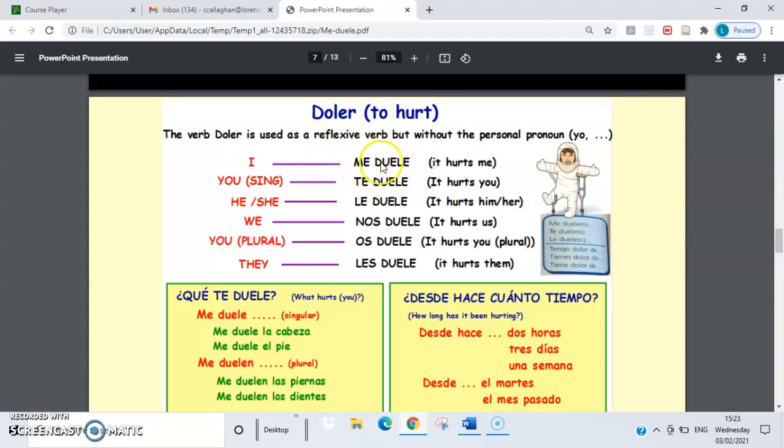So here we've got me duele, it hurts me. Te duele, it hurts you. Le duele, it hurts him or her. Nos duele, it hurts us. Os duele, it hurts you. Les duele, it hurts them. Okay. Now, as we're going to see in the examples down here, if you're chatting about more than one thing, just like gustar, you have to add an N on the end of it.